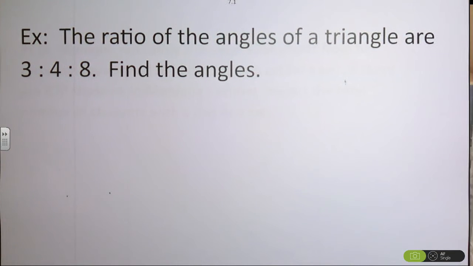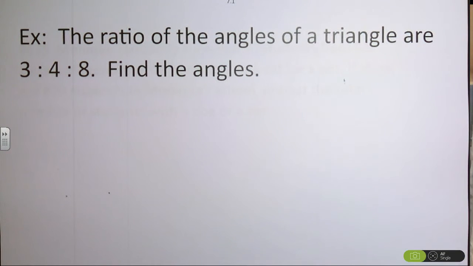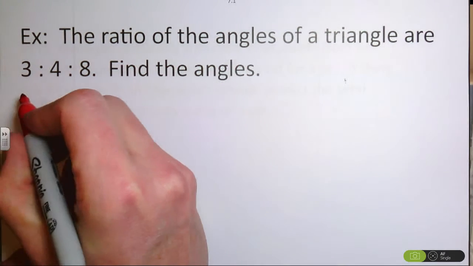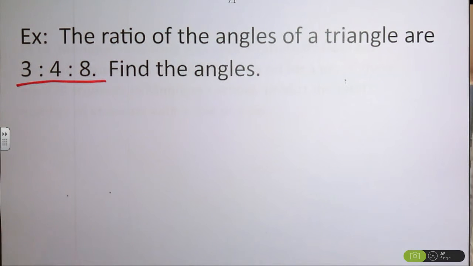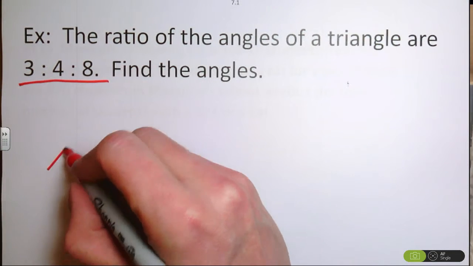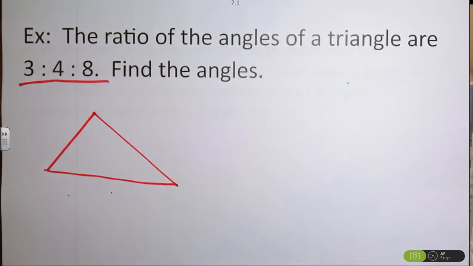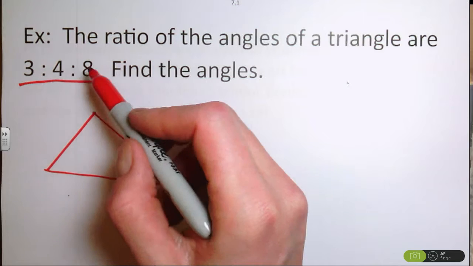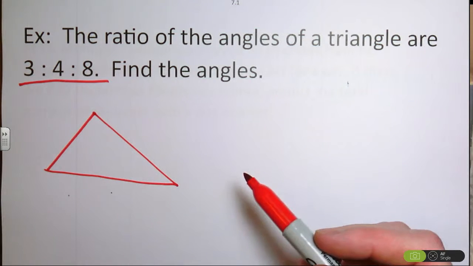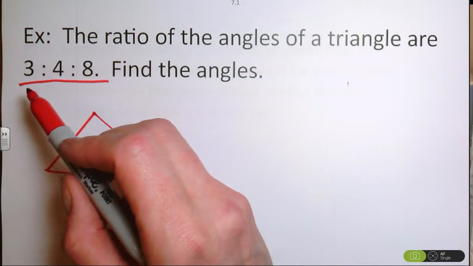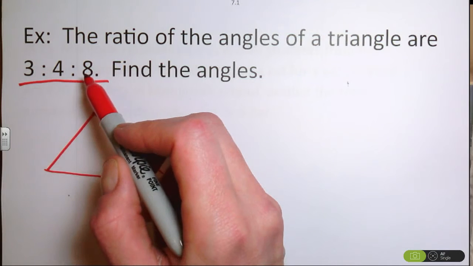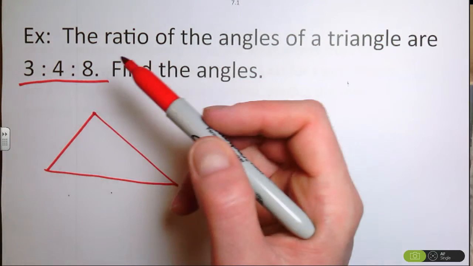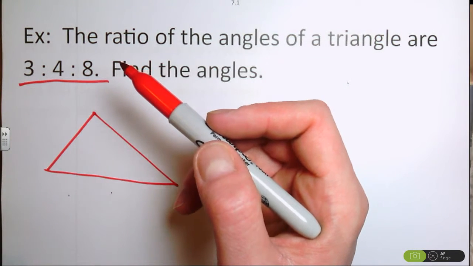Another similar type of problem. It's just an extended ratio. We're in a 3 to 4 to 8 ratio for the angles. Okay. So if I kind of just sketched a triangle really quickly. One is 3, one's 4, one's 8 is the ratio. Now it's not 3, 4, and 8, because 3 plus 4 is 7. 7 plus 8 is 15. That'd only be 15 degrees. We need 180 degrees since it's a triangle.